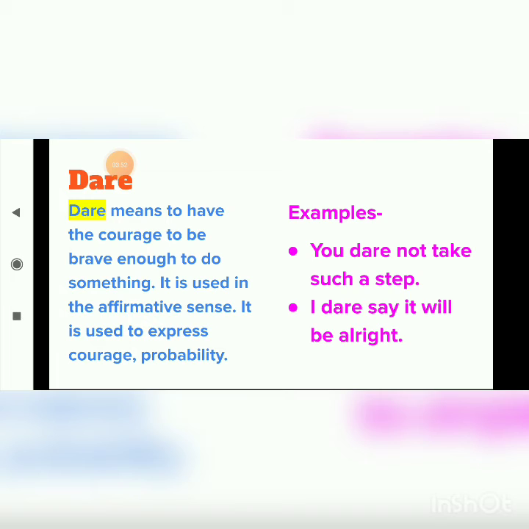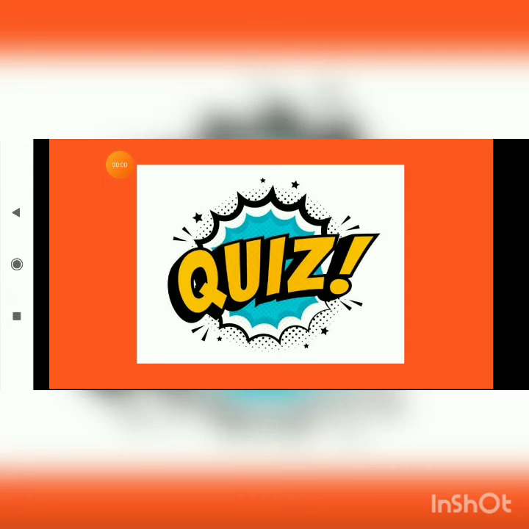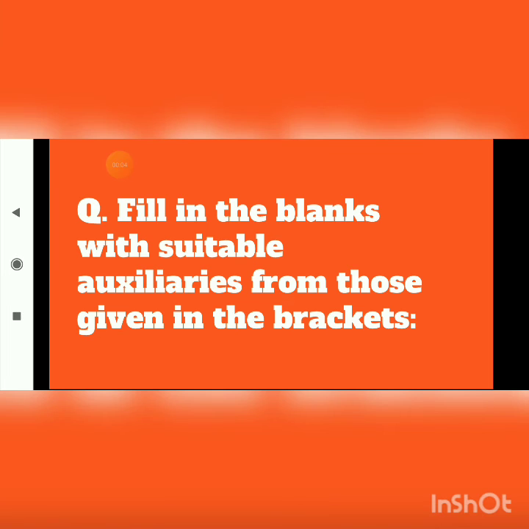So now students, we will just take a quiz. So let's begin students with the quiz. What you need to do? The question is, fill in the blanks with suitable auxiliaries from those given in the brackets. So the blanks will be given to you, along with that there will be options. You need to select any one correct option. So here we go.